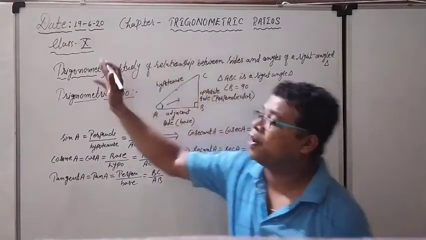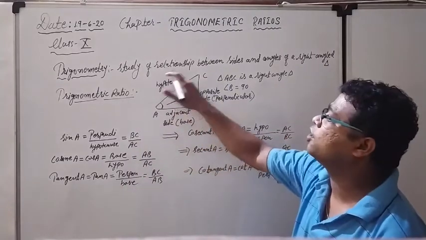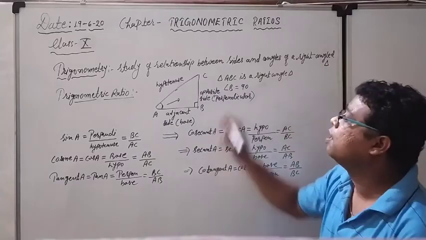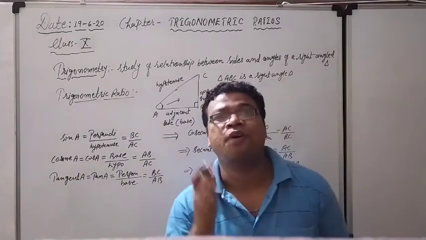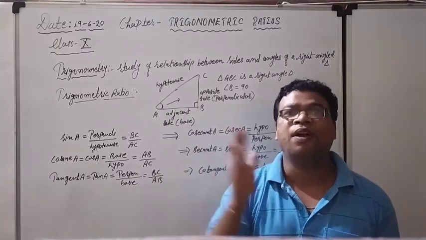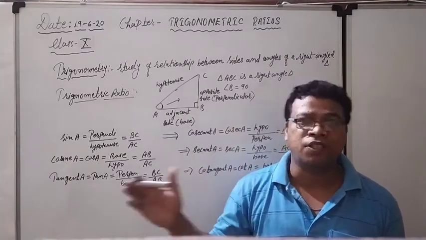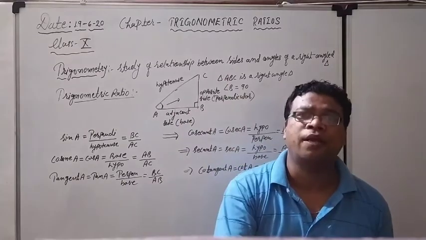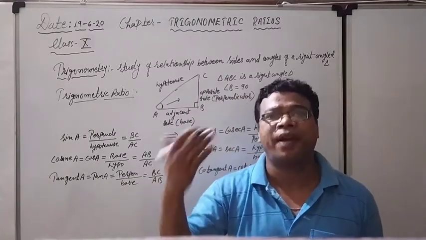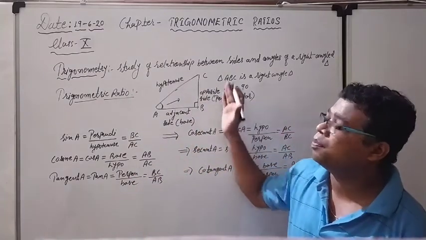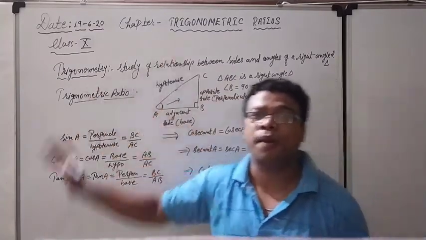And what is trigonometry actually? Trigonometry is a study of the relationship between the sides and angles of a right angle triangle. It shows the relationship between the acute angles and the sides of the triangle, and there are 3 sides in a triangle. So this particular relationship is shown in trigonometry.